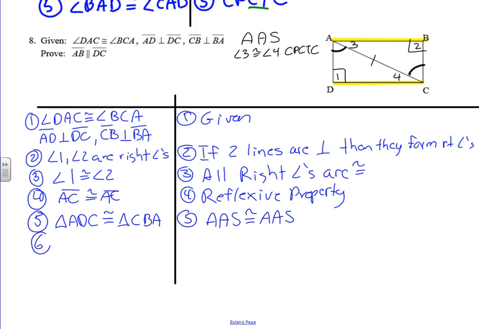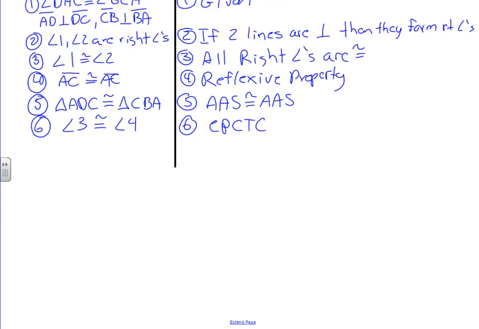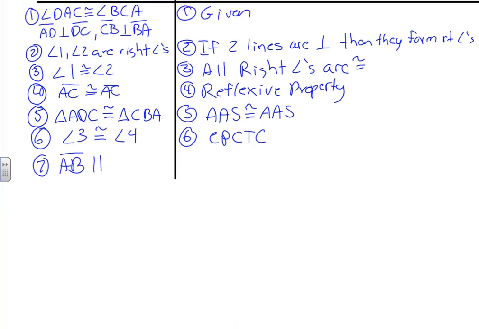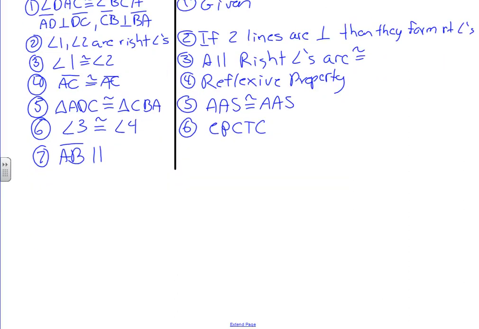So at this point, what I can say now is that angle 3 is congruent to angle 4 because of corresponding parts of congruent triangles are congruent. So angle 3 and angle 4 are alternate interior angles that prove that the lines are parallel. So the final thing, now we can say that AB is parallel to DC.